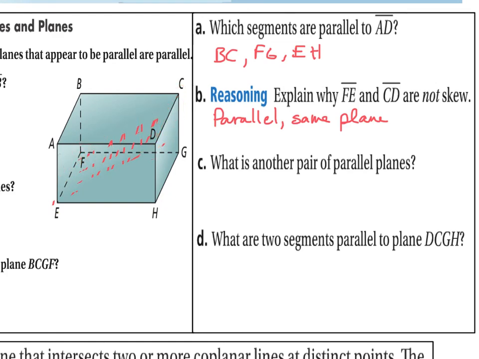And then letter C. What is another pair of parallel planes? And you can't use the ones that we had before. So there are many options here, but the ones that I came up with was HGC and AEF. Or in other words, the right side and the left side. Okay? What are two segments parallel to plane DCGH? DCGH is on the right side of the box here. I need two segments that are parallel, and the two choices that I came up with were AB and EF.